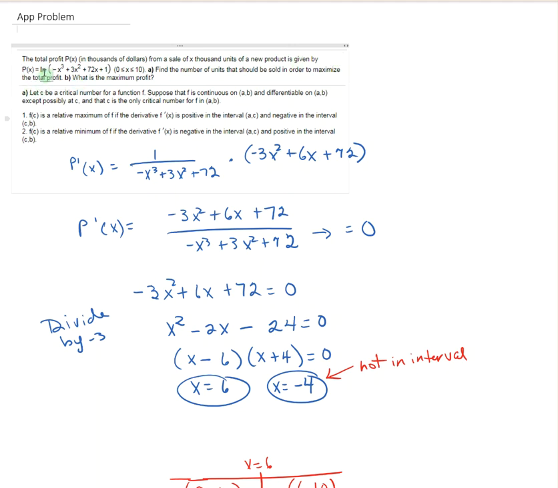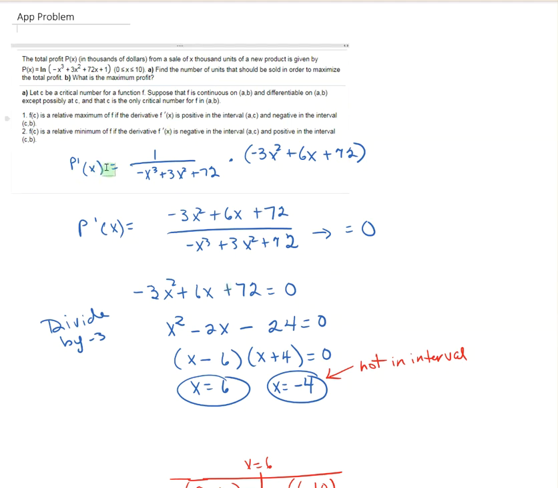Now your function says ln of, and then it has this polynomial in here. Out here it says that X has to fall between 0 and 10. So those are some domain restrictions. That'll be important in the problem. Find the number of units that should be sold in order to maximize the profit, and then what is the maximum profit? So all they're asking us to do is what we've been doing, and instead of an ordered pair, we've just got two parts.